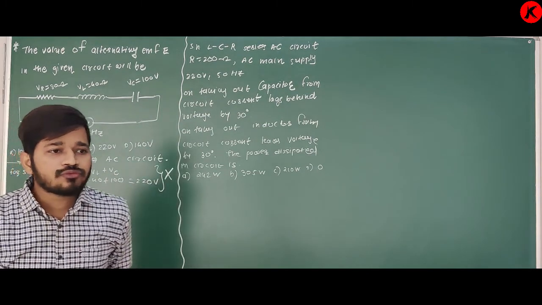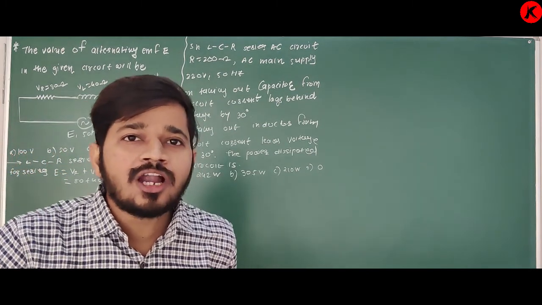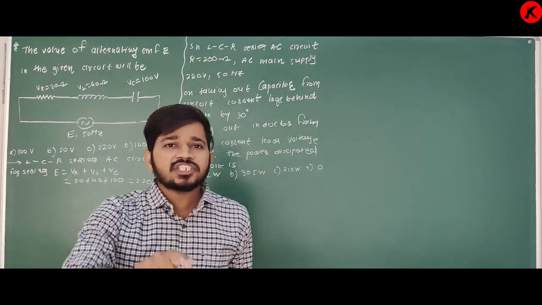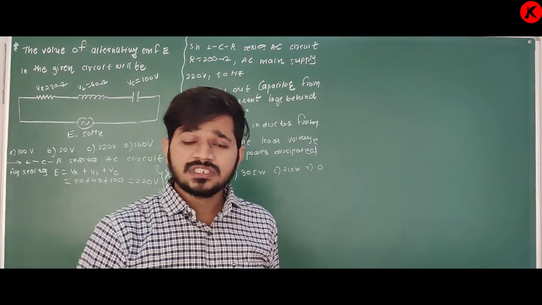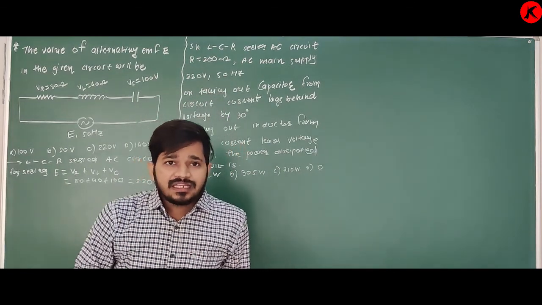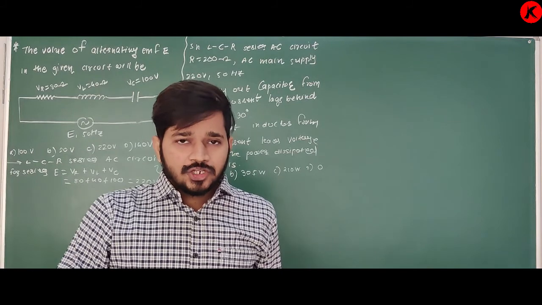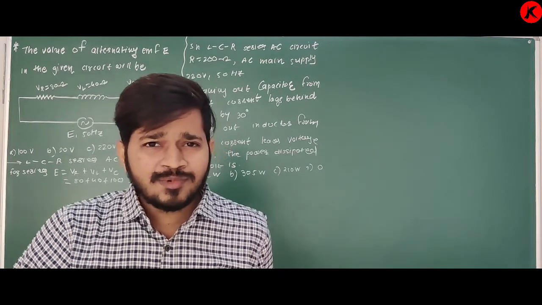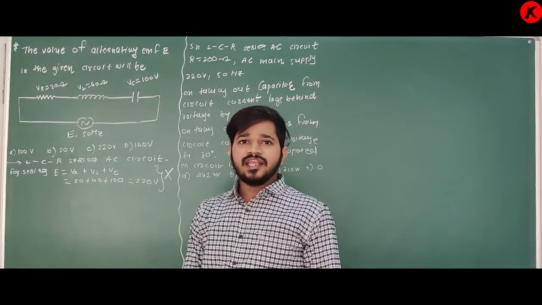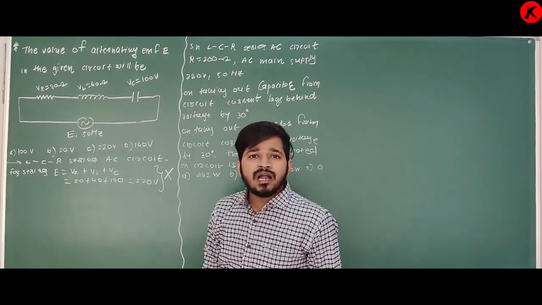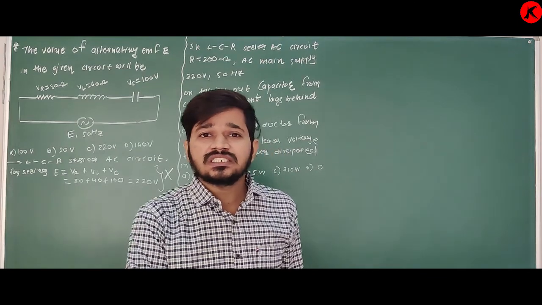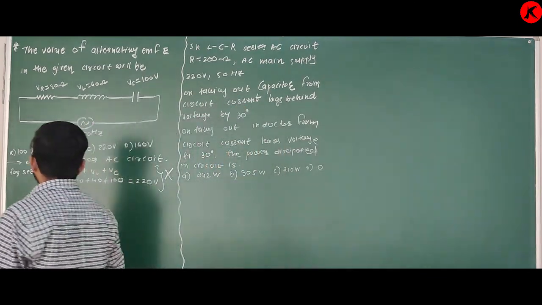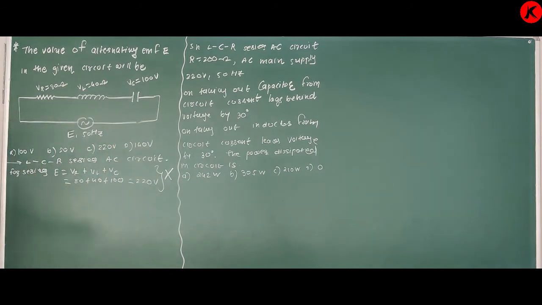In case of an AC circuit, you cannot take the direct algebraic sum of voltages across each and every element. You cannot add them directly. Why? Because in an AC circuit you have to consider phase difference. Remember the phasor method.